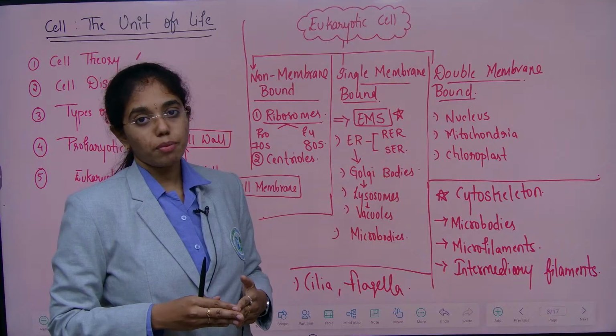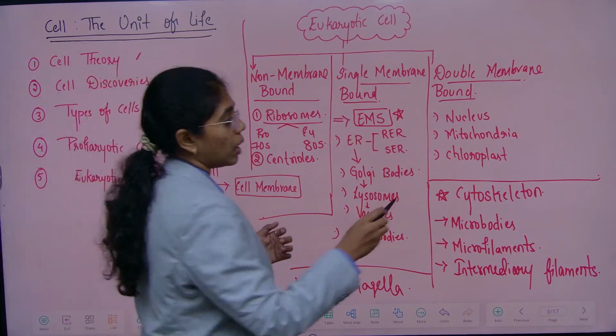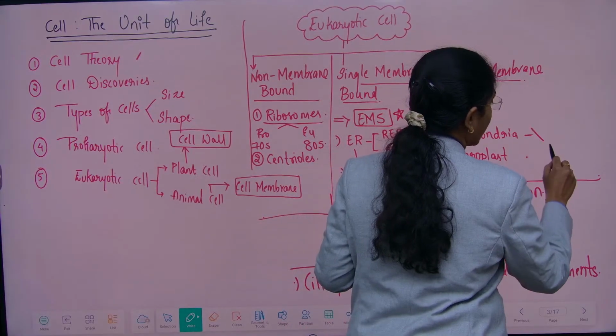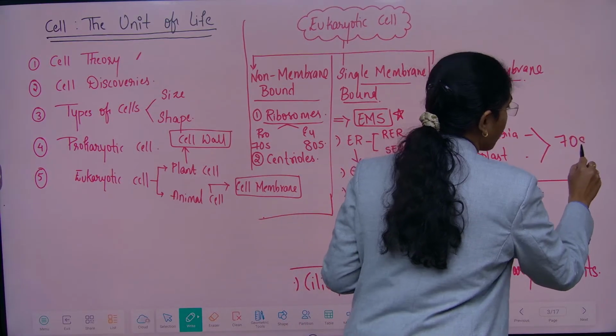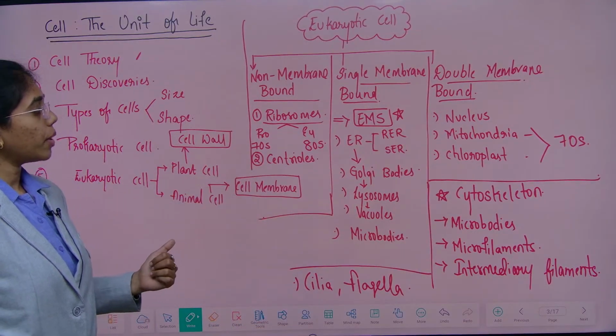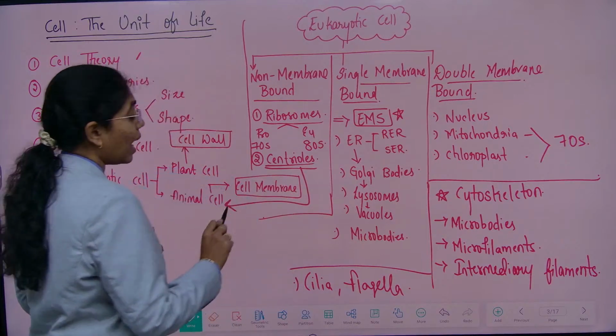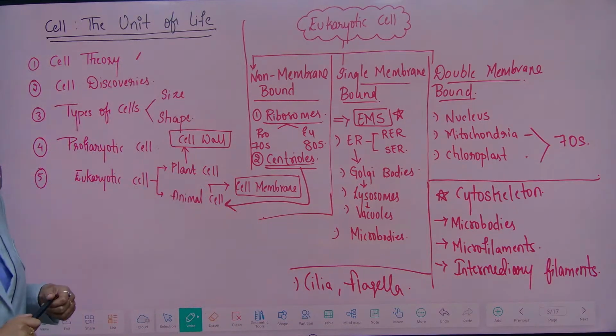70S type you will see in prokaryotes, 80S type in eukaryote cytoplasm. In both mitochondria and chloroplast, again you will see 70S type of ribosomes only. And then second, non-membrane bound organelles are centrioles. Centrioles you will see only in the animal cell but not in the plant cell.